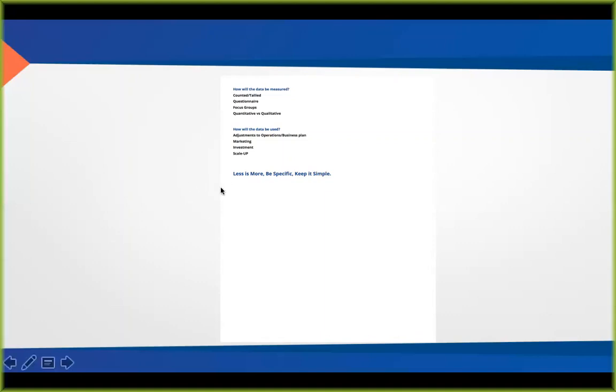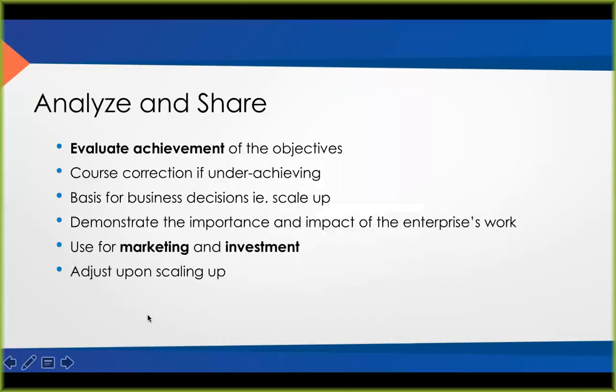So I hope that gives you a good framework to start thinking about how you could measure your own impact with the social enterprises you have. So once you have the data, you're using it yourself to analyze, as we talked about, and you're also using it to share with others.